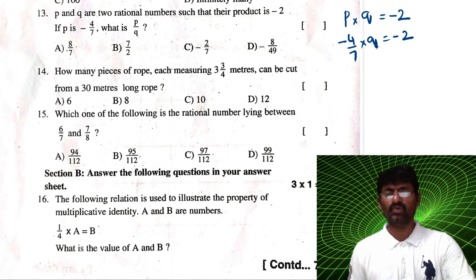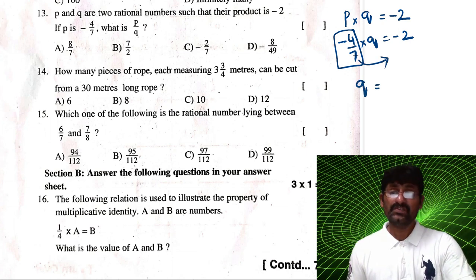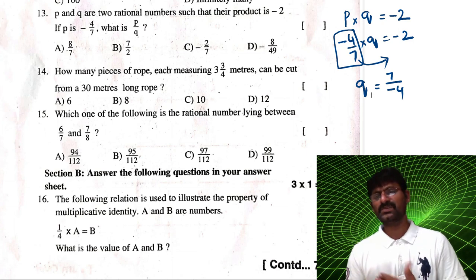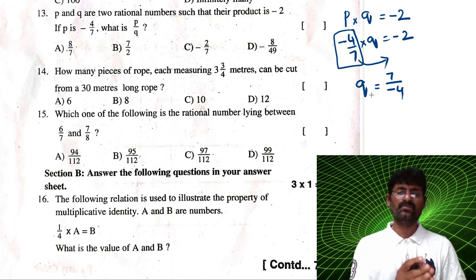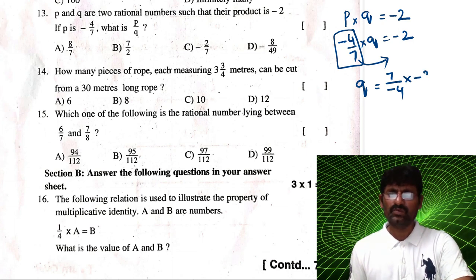To get the value of Q, here we have negative 4 by 7. You can send this negative 4 by 7 to the right side. So Q will be equal to 7 by negative 4. That means we need to take the reciprocal if we transfer it from the left side to the right side. After that we have times negative 2. Now the minus and minus get cancelled. This is 2 times 1 and 2 times 2. So this is equal to 7 by 2. Q value is 7 by 2.